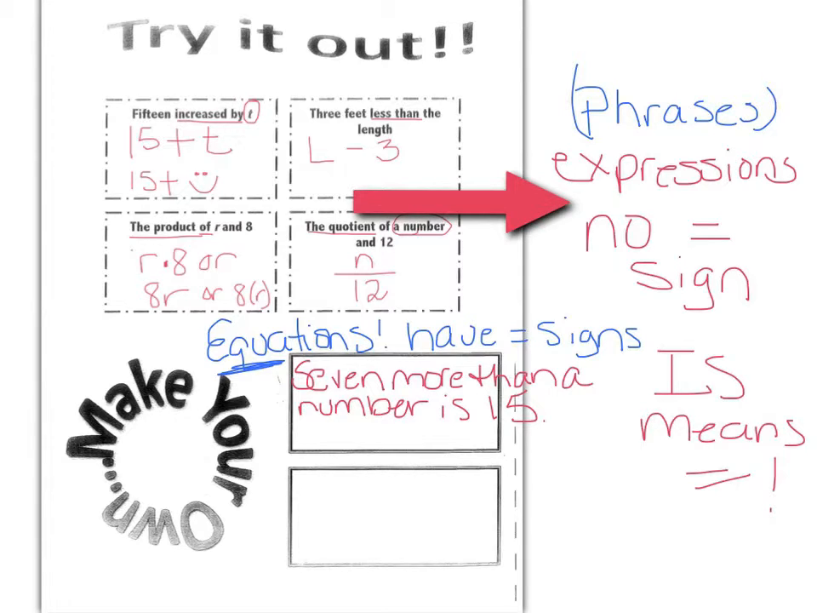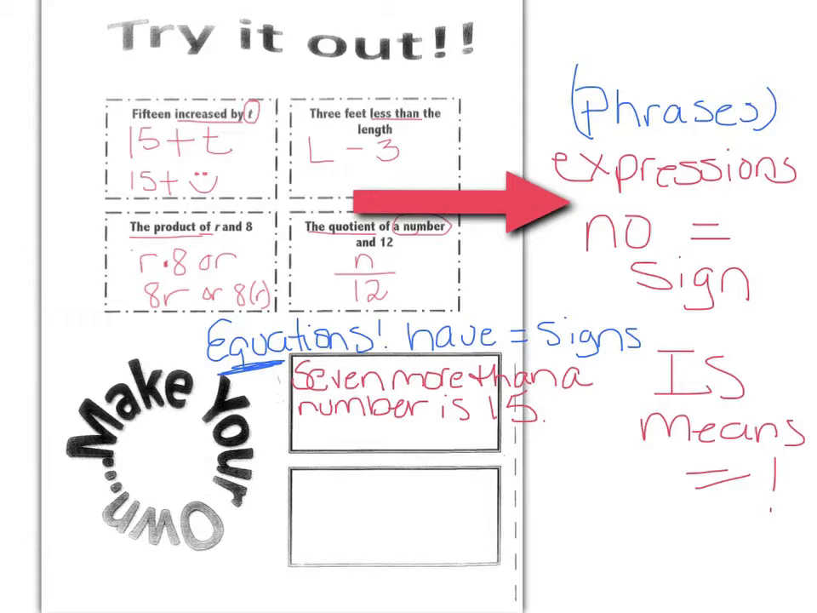So let's look at this one. 7 more than a number is 15. Now here's an example of where, remember when I told you that more than could mean addition or subtraction? This is one of those cases. This is where more than would equal addition. 7 more than a number is 15.